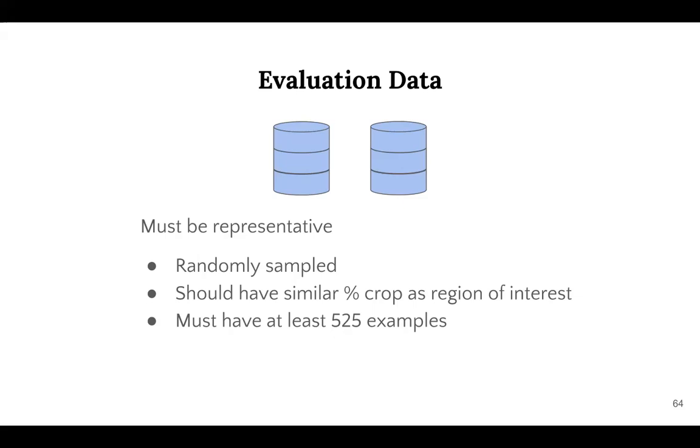The evaluation data should have a similar crop percentage as the region of interest. And we've done some analysis and found that we need at least 525 examples in our evaluation data to have some confidence about the metric on our map. If you only have 10 points in your evaluation data set and you get all of them right, you're not going to have high confidence that your map is going to be great. But if you have a lot of points in your evaluation data set, the more you have, the more confident you can be.